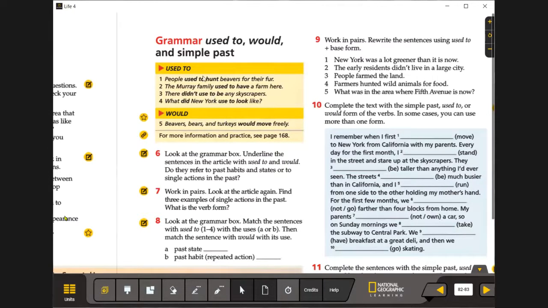People used to hunt, ¿cómo se ve esa palabra, Miss? Beavers. Beavers for their fur. The Murray family used to have a farm here. There didn't used to be any skyscrapers. What did New York used to look like? Okay, so this is in the question, you see, used to, in the negative, didn't used to, and then in the affirmative. Let me see.